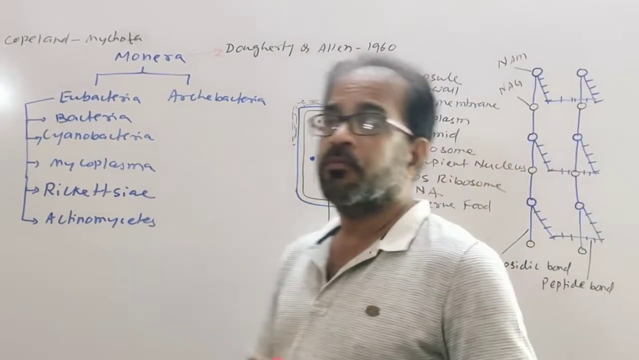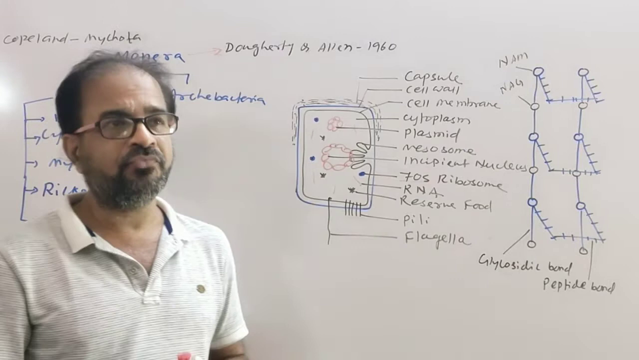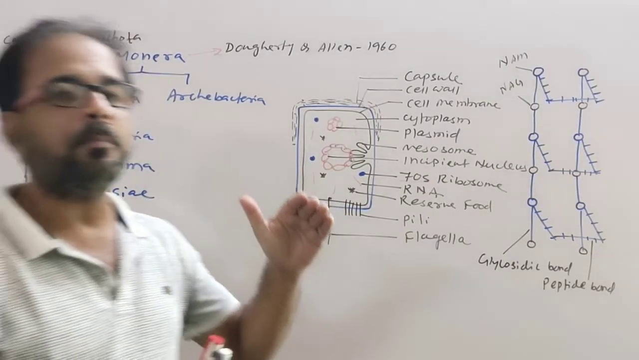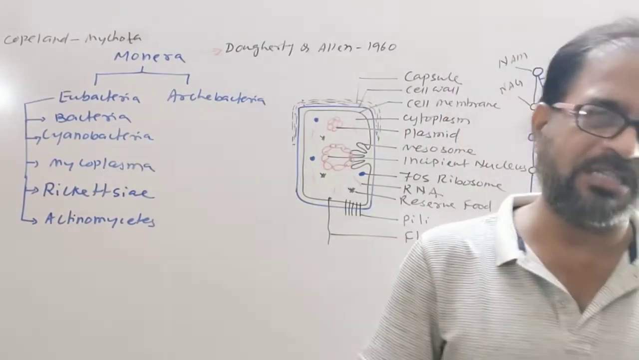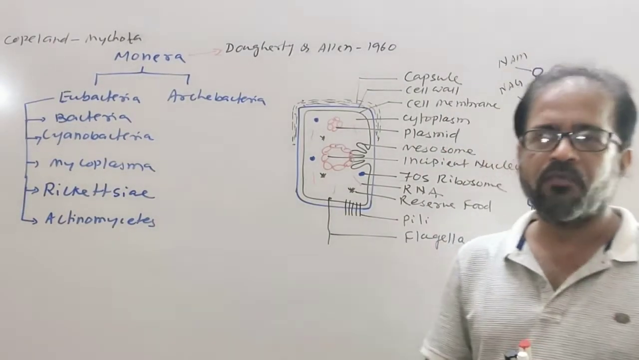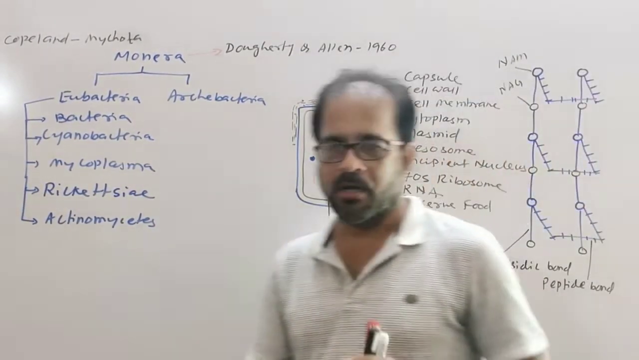Copeland proposed a four kingdom system of classification: Monera, Protista, Plantae, Animalia. And R.H. Taylor proposed a five kingdom system of classification: Monera, Protista, Fungi, Plantae, and Animalia.